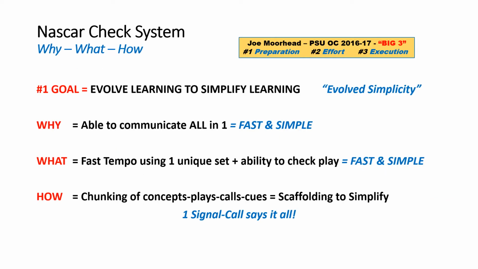All right, let's look at why, what, and how to use the NASCAR check system. Why we're doing this, it allows us to use one word to communicate everything. So it's fast and it keeps it simple. What we're doing is we're going to use our fast tempo with one unique 3-by-1 overload set, and then we have an automatic play built in, but we have the ability to check to a different play. How we're doing this, we're going to just chunk the concepts, the plays, the calls, the cues all together, just scaffolding things again to simplify. Again, one signal or a call says it all.